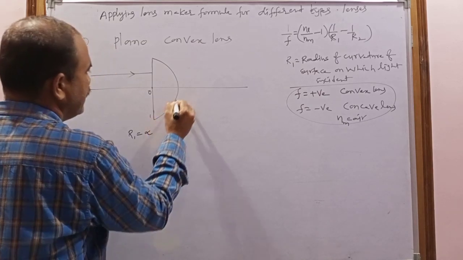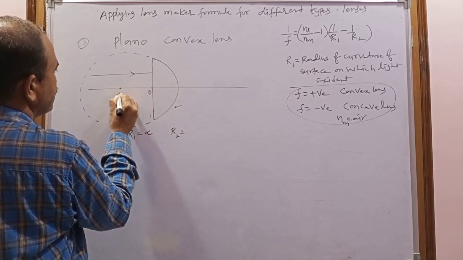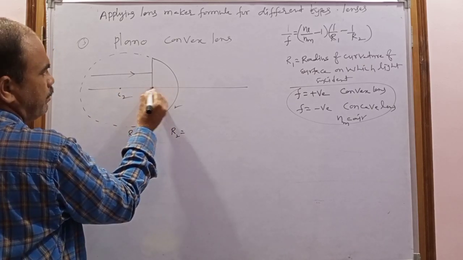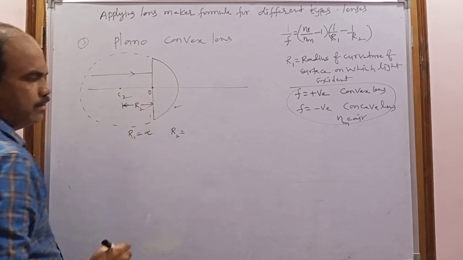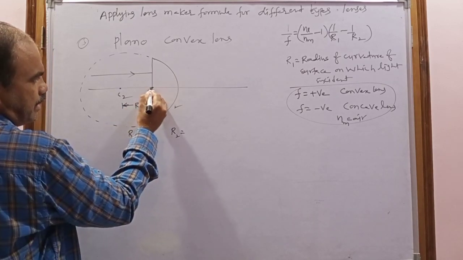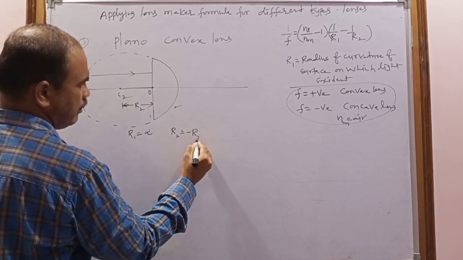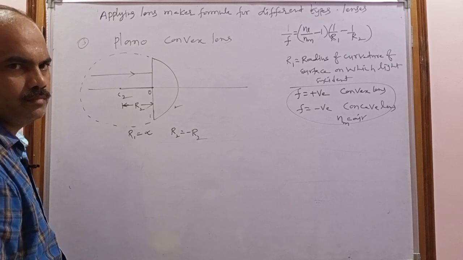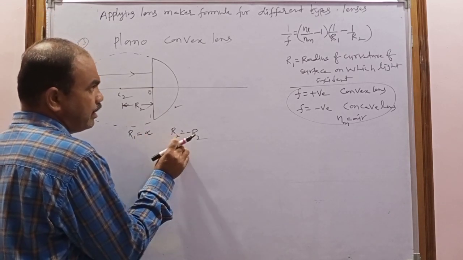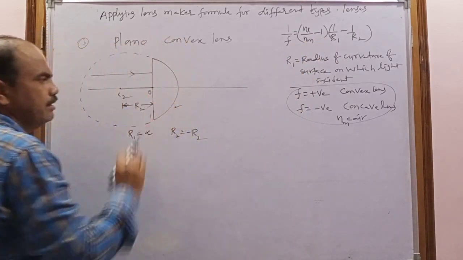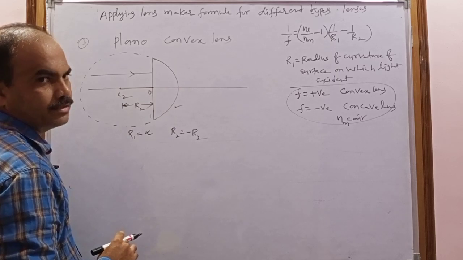By taking the second surface as a point, when you draw the sphere, the center of the sphere is called C2. The distance between the optic center and C2 will be called what? Second radius of curvature. To measure the second radius of curvature, in which direction are you moving? In the opposite direction of the incident light. That's why R2 is minus R2. Then apply this R1 and R2 in this equation, and you get the lens maker formula for the plano-convex lens.